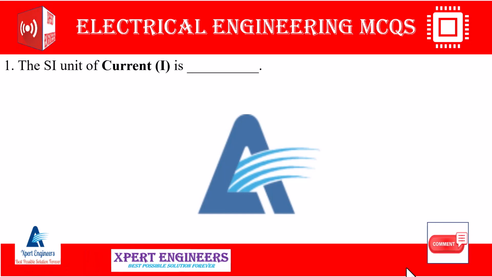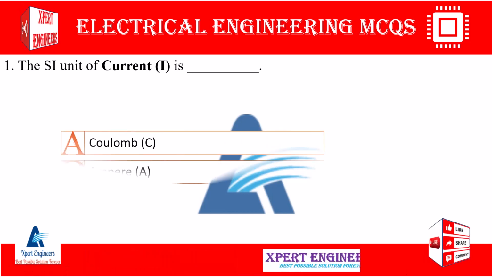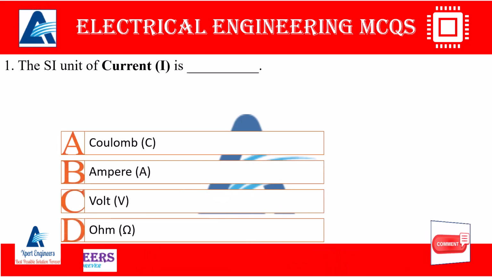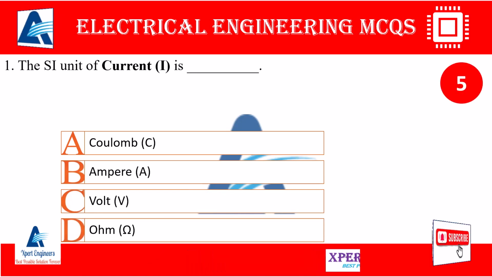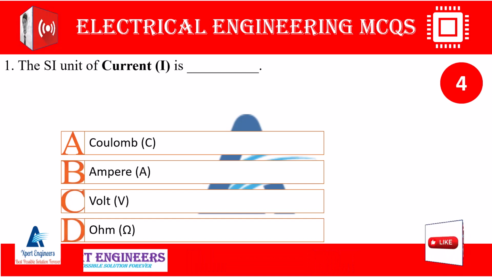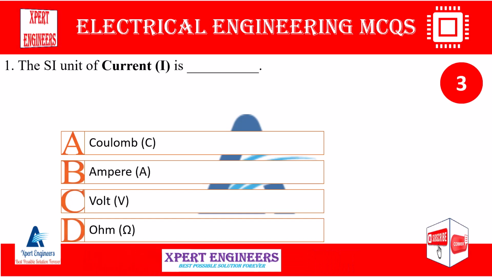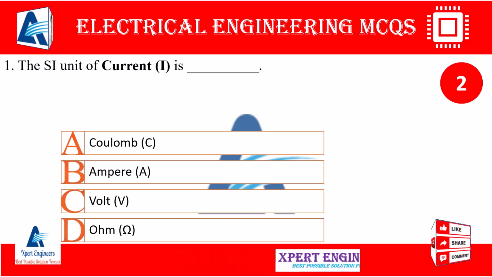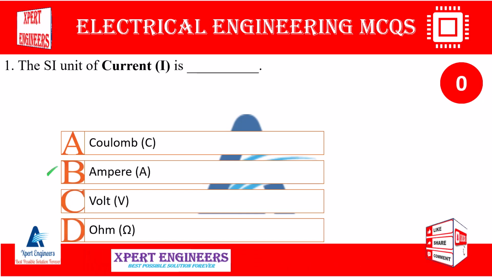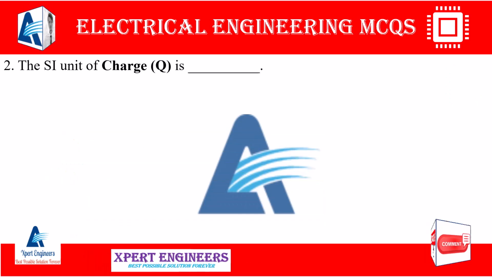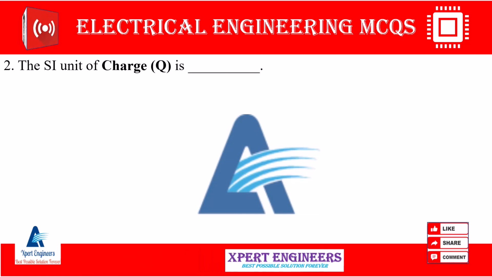The SI unit of current is dash. A. Coulomb, B. Ampere, C. Volt and D. Ohm. The correct option is B. Ampere.